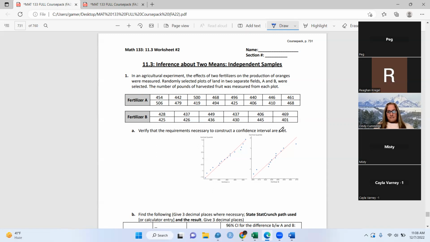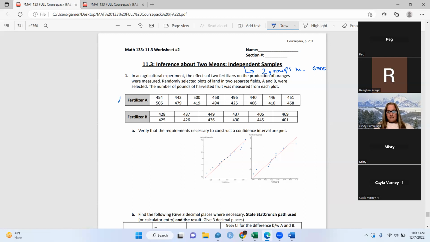So here we are. It's an agricultural experiment. The effects of 2 fertilizers on the production of oranges were measured. Randomly selected plots of land in 2 separate fields, A and B, were selected. The number of pounds of harvested fruit was measured from each plot. Do you see how that's 2 independent samples? By the way, remember the phrase for independent samples is 2 groups measured once. Is that clear to you that 2 fields we harvested from the field once? That's our measurement.